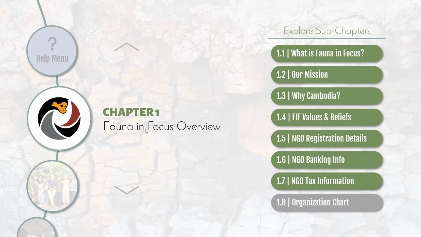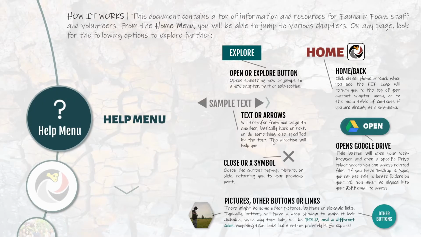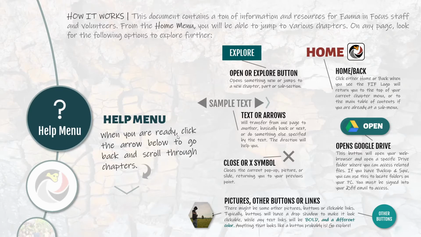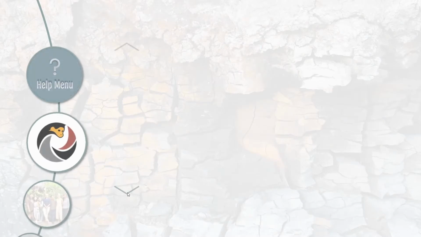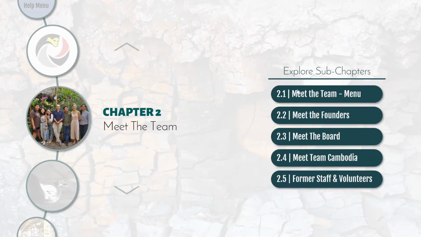This is over here on chapter 1, but we can go up to the help menu and load the help menu here. This is for people wanting to know, okay, when we're ready, click the arrow below to go back and scroll through the chapter. These are just the different buttons and symbols that people might see within this document. You can scroll through each chapter, and each chapter has its own sections. And of course, these are also clickable links.